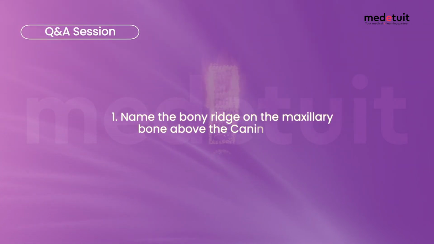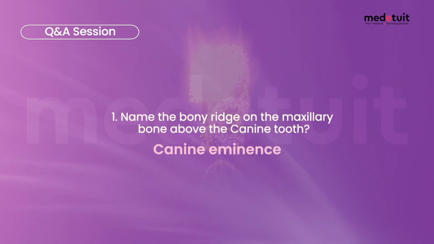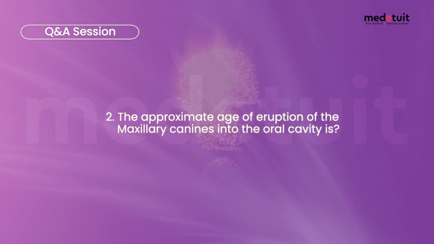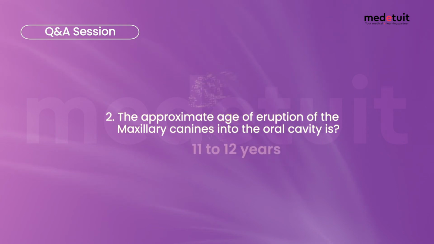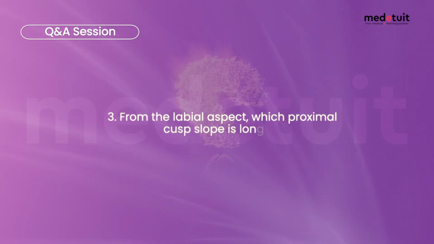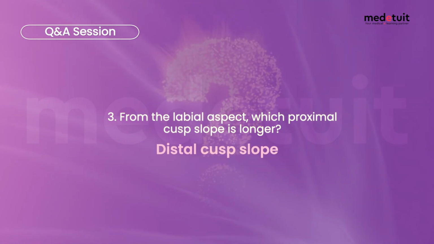Name the bony ridge or the maxillary bone above the canine tooth. Canine eminence. The approximate age of eruption of the maxillary canines into the oral cavity is 11 to 12 years. From the labial aspect, which proximal cusp slope is longer? Distal cusp slope.